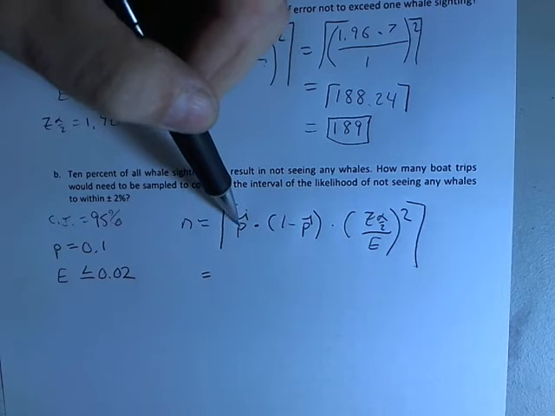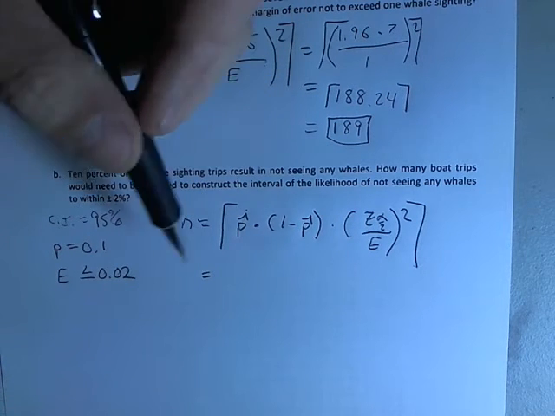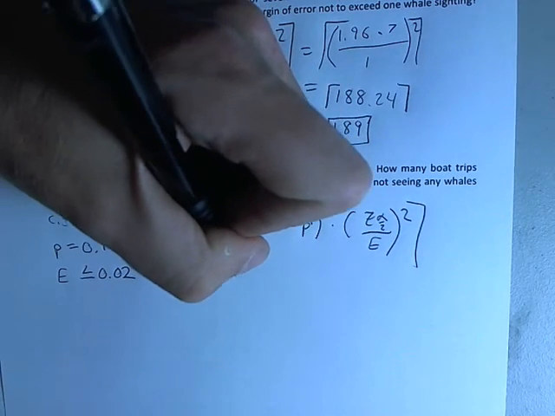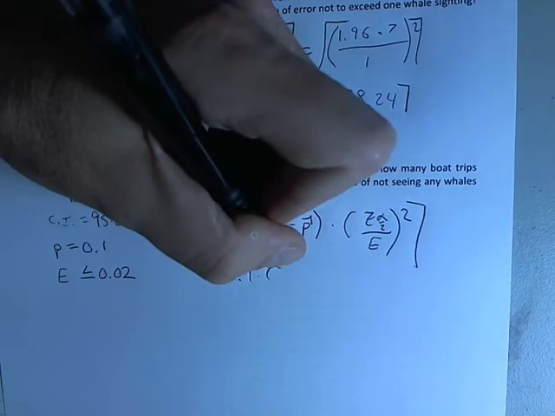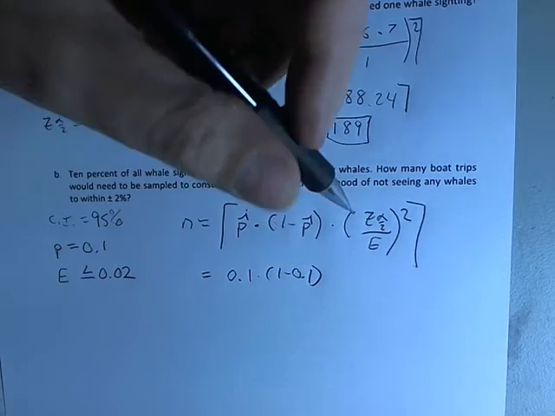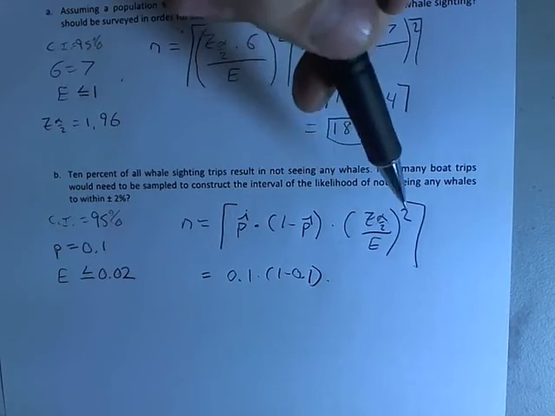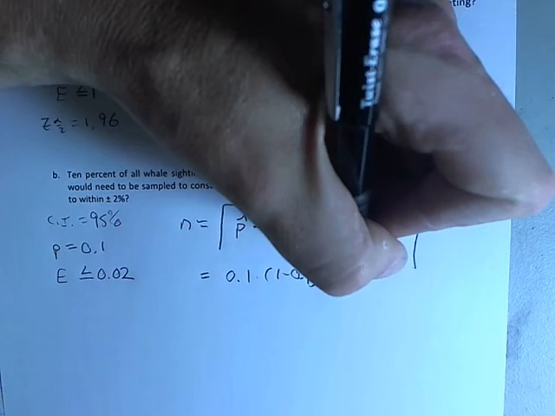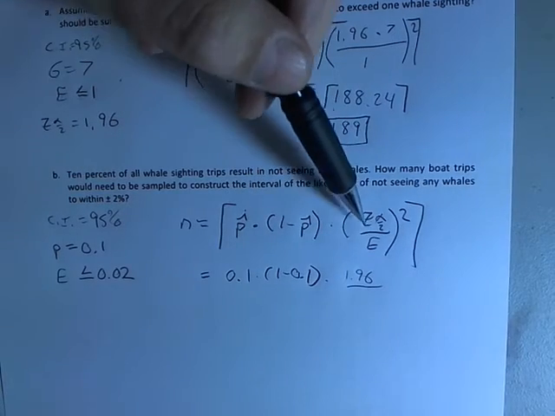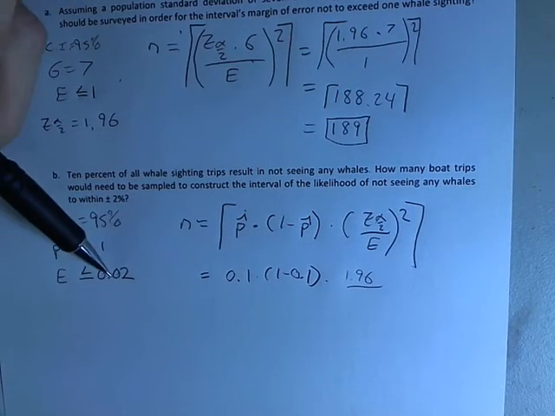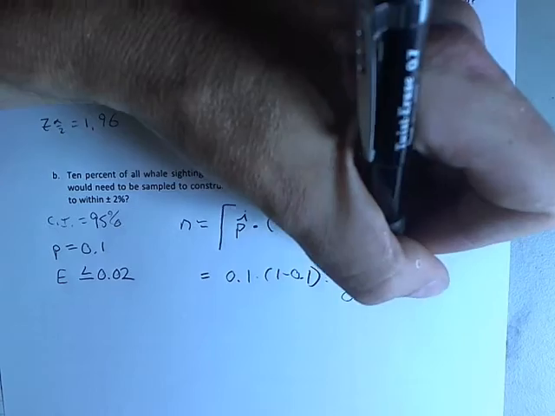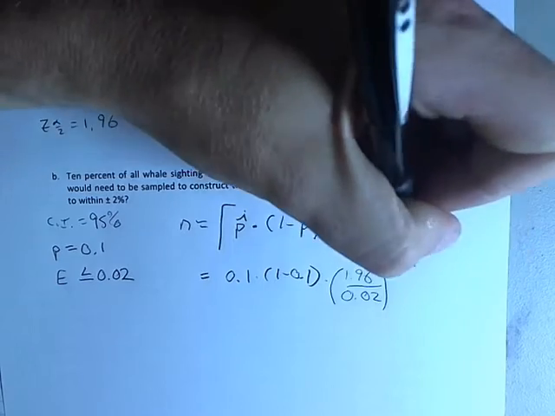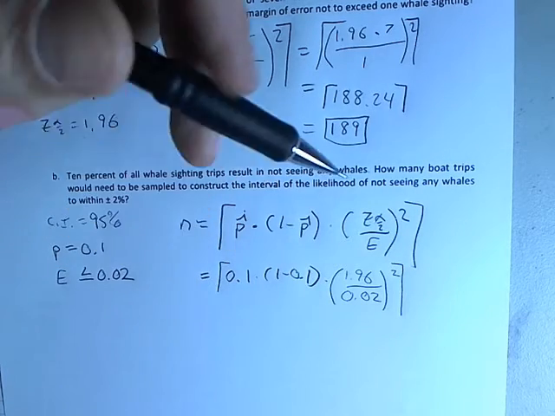So for the sample proportion here, we're going to use the population proportion that we're given. So 10% multiplied by 1 minus 10% multiplied by z alpha half. So still we have the 95% interval, so our z alpha half will remain 1.96. But you got to be careful here. The margin of error now is 2%, so we'll enter that as a percentage or a decimal value. Square that, and we'll wind up with the ceiling of that.